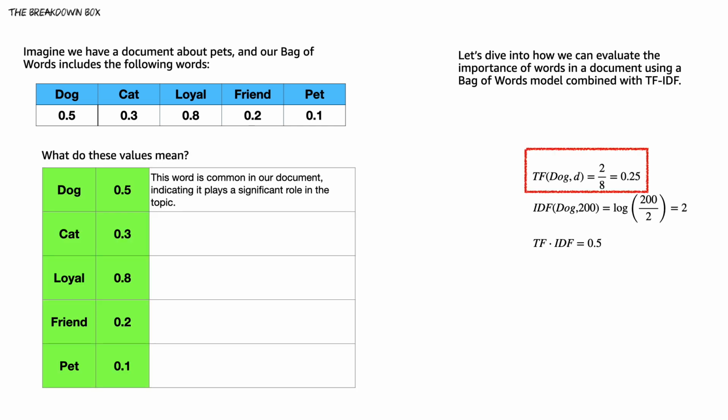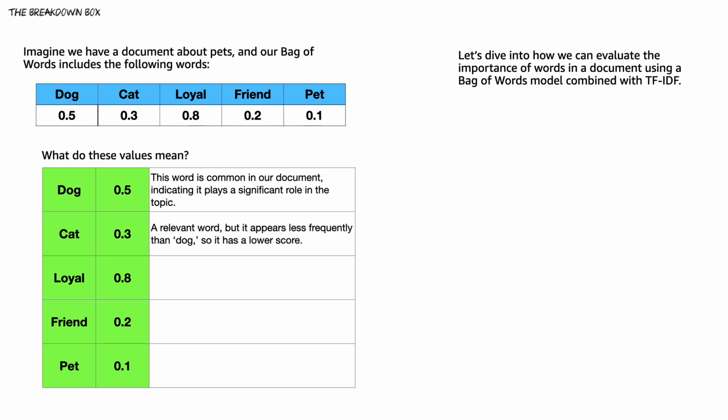Now, what do these values mean? For "dog", the TF-IDF score is 0.5. This means the word is common in our document, indicating it plays a significant role in this topic. For "cat", the score is 0.3. It's a relevant word, but it appears less frequently than "dog", so it has a lower score. The word "loyal" has a score of 0.8, which means this is a keyword that stands out. It might not be common in other documents, but it is crucial for understanding the message of this one.